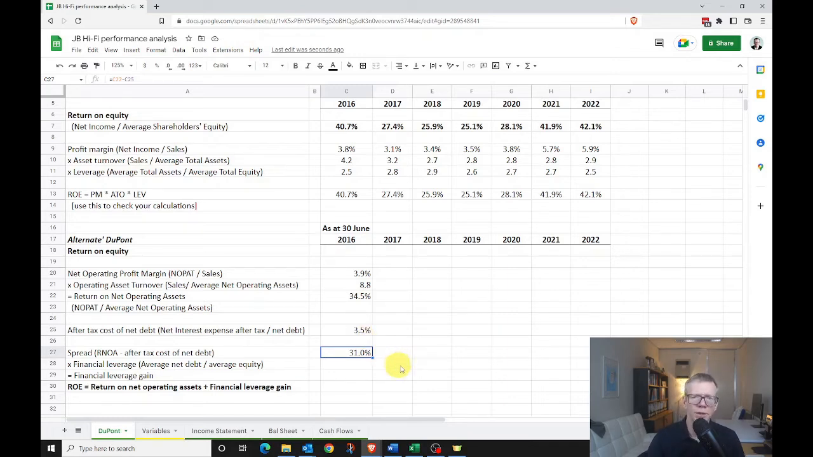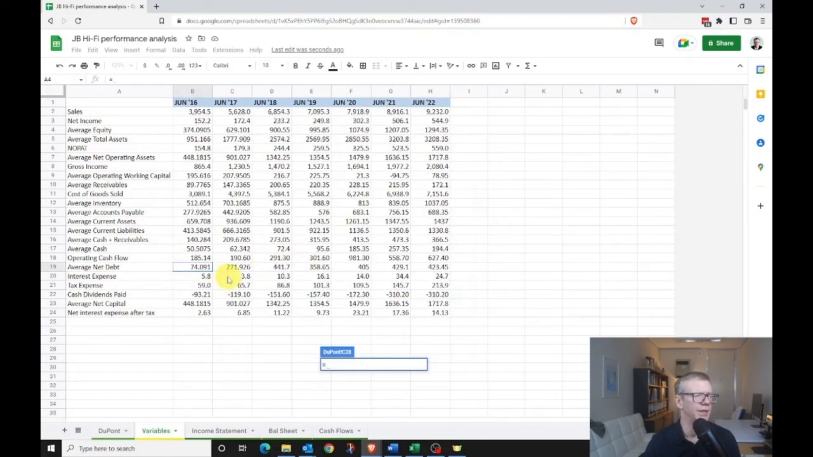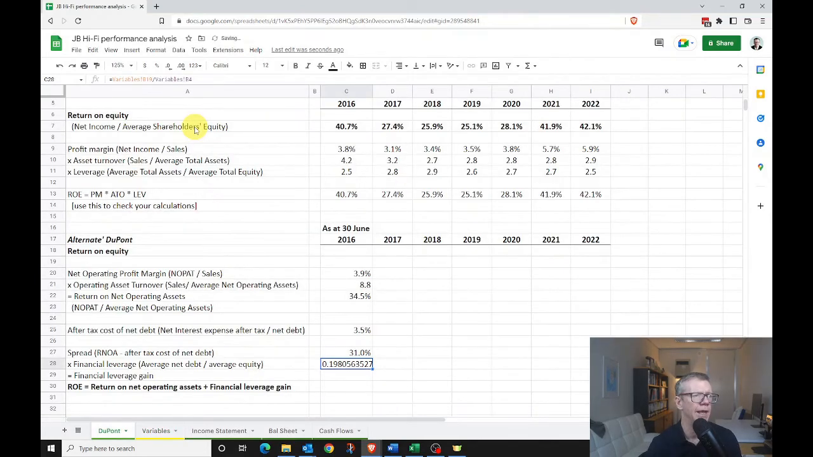We then want to get a sense of how much debt, or net debt more precisely, is going to be in the capital structure. So rather than average assets over average equity, we're now going to use a measure of average net debt divided by average equity. And I can make that a percentage. So we've got this notion of spread multiplied by the financial leverage will give us our financial leverage gain. Okay, and we can increase that by a percentage if we need to.